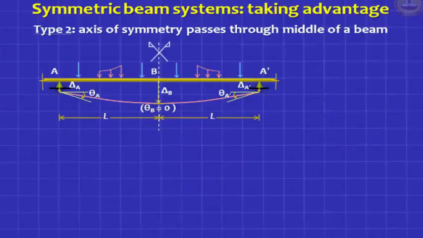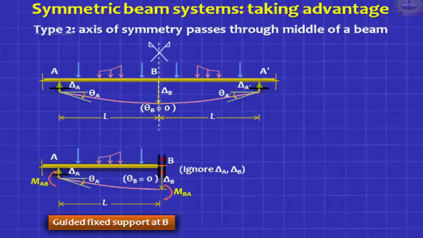Let's take another example. Let's say the axis of symmetry passes through the middle of a beam. Now you know what to do in such cases also. You have to replace that cut location with what is called the guided fixed support, because you know for sure whenever you have an axis of symmetry, you cannot have a slope there. If you had a slope, it would have to be clockwise or anti-clockwise, and that would violate symmetry. So the only way you can preserve symmetry is by having a zero slope at the axis of symmetry.